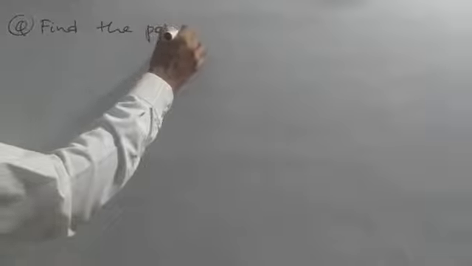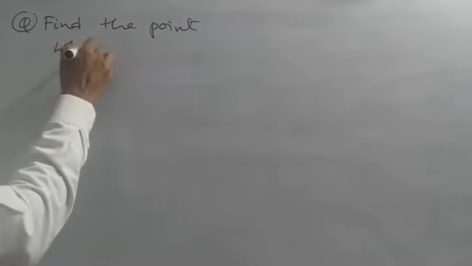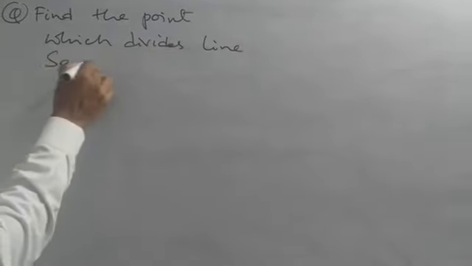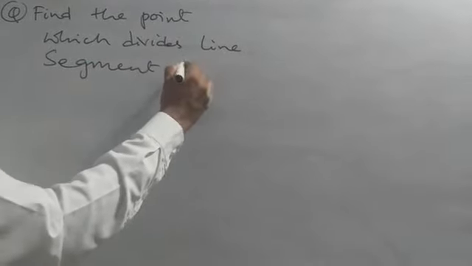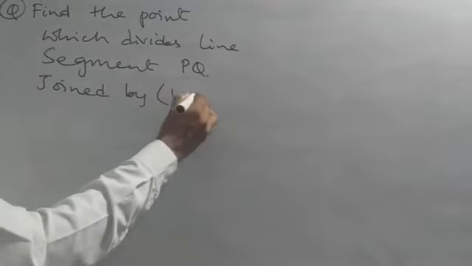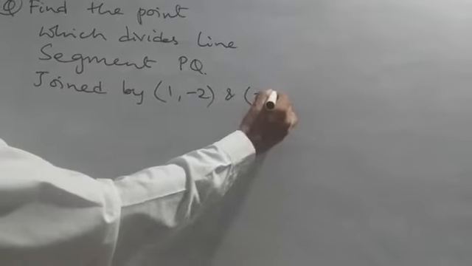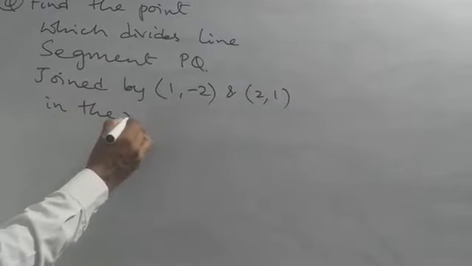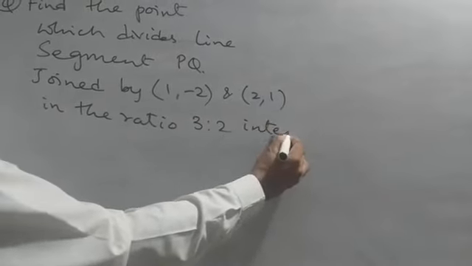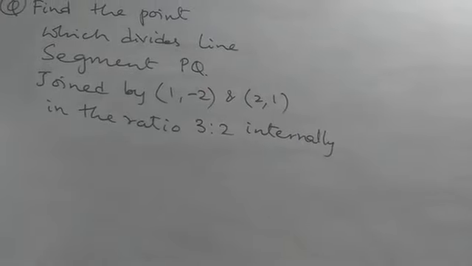For example, find the point which divides line segment PQ joined by (1, -2) and (2, 1) in the ratio 3:2 internally. This is the question.